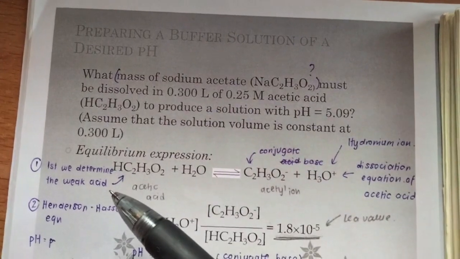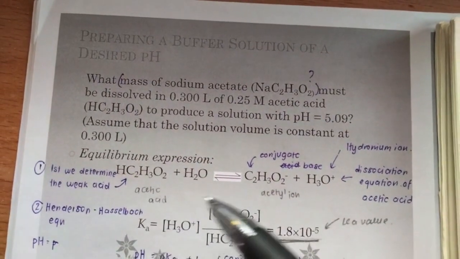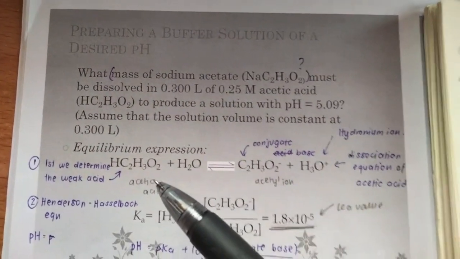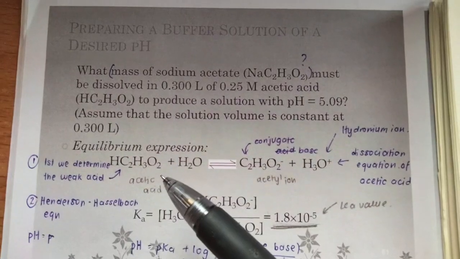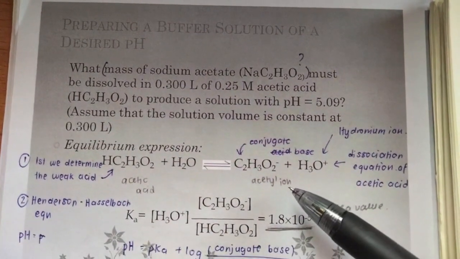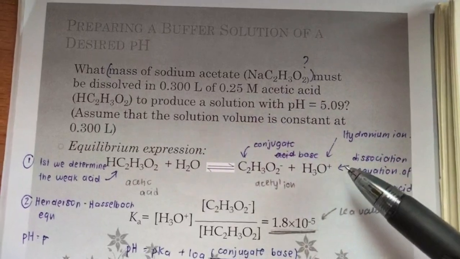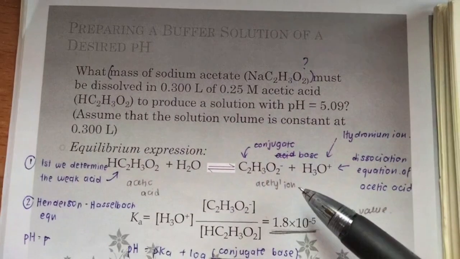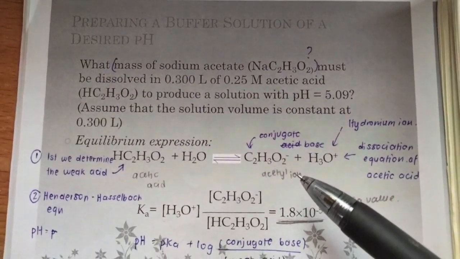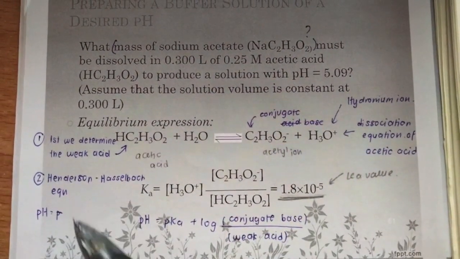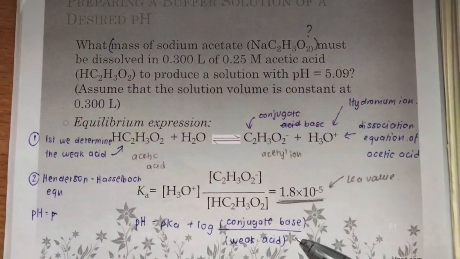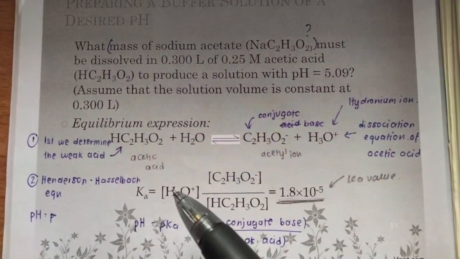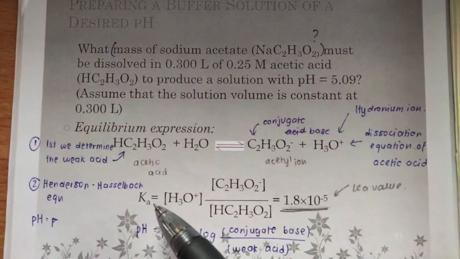First, we need to determine which one is the weak acid. Acetic acid is the weak acid because it partially ionizes in water, and it donates H+, which gives acetate ion plus hydronium ion. If there is an acid, there will be a conjugate base. Acetate ion is the conjugate base. Second, we use the Henderson-Hasselbalch equation. This is the formula, and from this formula, we need to find Ka, Ka as the main subject.